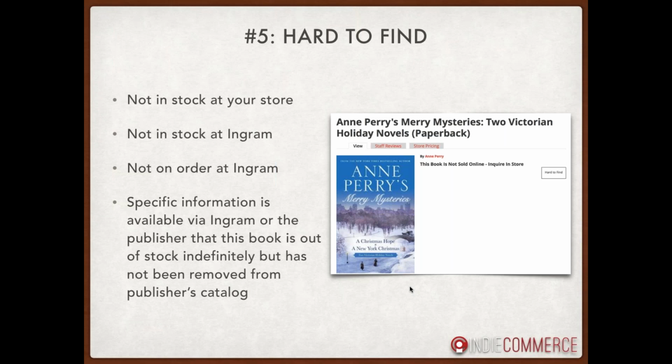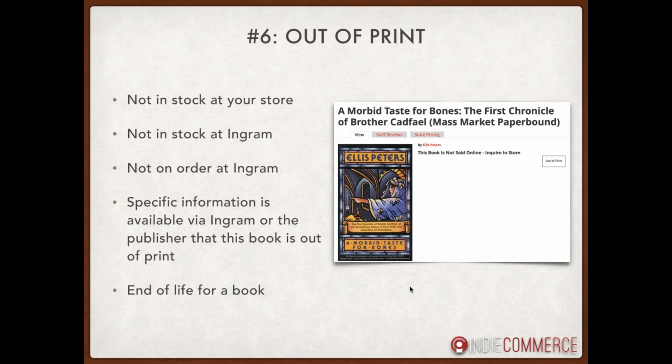A step below special order on the availability spectrum is what we're now calling hard to find. So hard to find books are not in stock at your store. They're not in stock at Ingram. They're not on order at Ingram. And unlike the special order status, we have specific information that we got either from Ingram or the publisher that this book is out of stock indefinitely. So in this particular case, it's not being reprinted so far as we know, but the publisher hasn't removed it from their catalog. It could still come back out or something may happen with it. But we know that there isn't going to be any more of it anytime soon. So we mark these as hard to find.